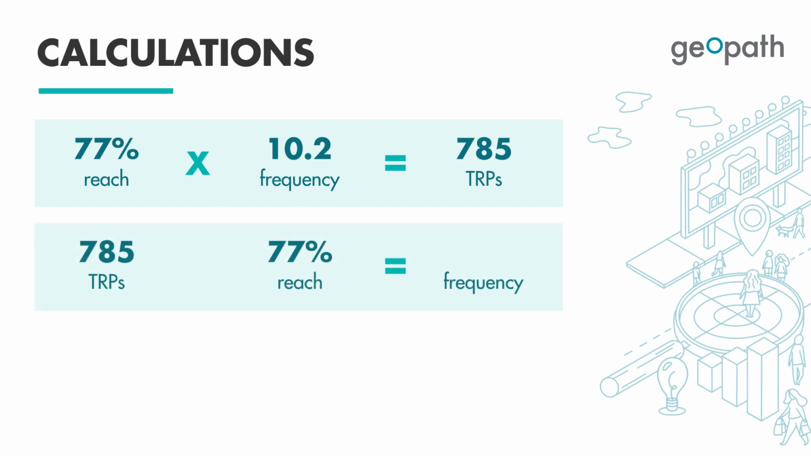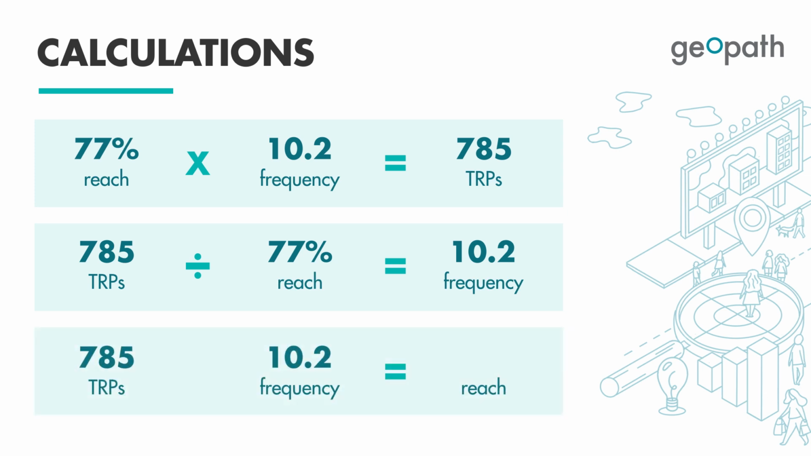In this second case, we have the TRP value of 785 with a 77% reach, so how do we solve for frequency? If we reverse the calculation, 785 divided by 77%, we can determine what the frequency is. And of course, if you have 785 TRPs and you know the frequency, you can solve for reach.